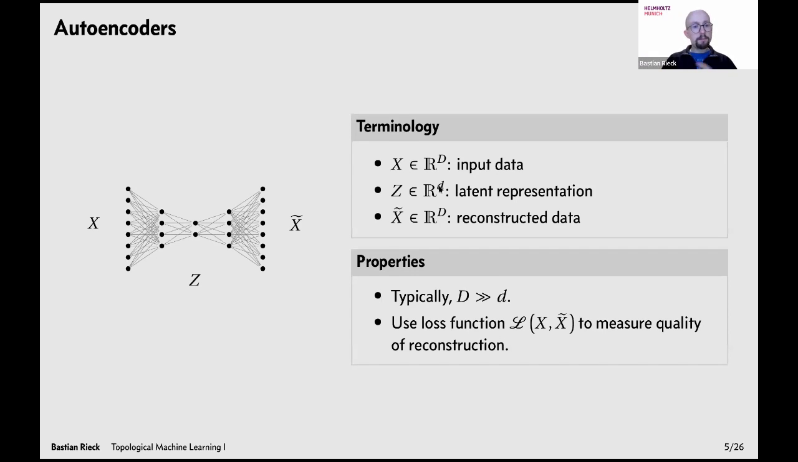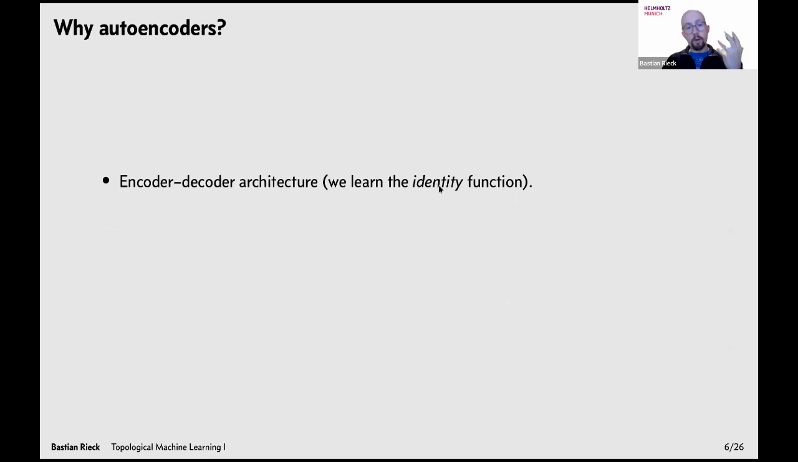Why are you doing this? Well, you use a loss function, L, to measure the quality of the reconstruction. So you start going from X over Z to X tilde and back again. Now, again, why would you do this? Well, this is known as a simple encoder or decoder architecture. And in some sense, you're learning the identity function. You're kind of just learning how to encode your data and how to decode it again, right?